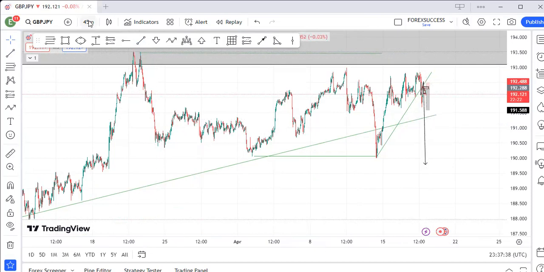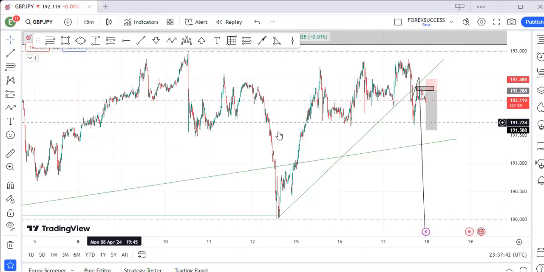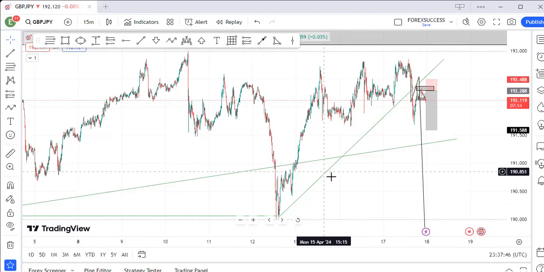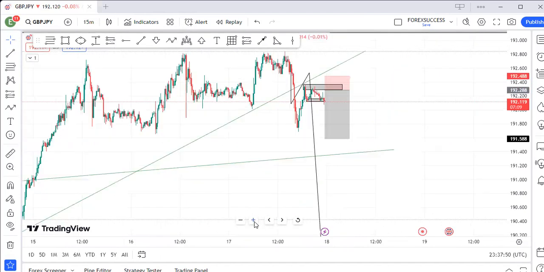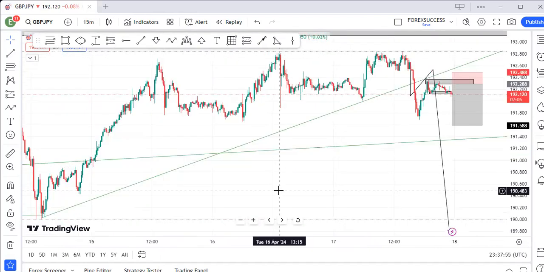Now let me get to the 15 minutes time frame. Let's see what happened next. So on my 15 minutes time frame, say that I broke to the upside. I still drew my trend line. Doesn't matter what we call it, trouble or work. What's important is that you know what you're doing and you're making money.